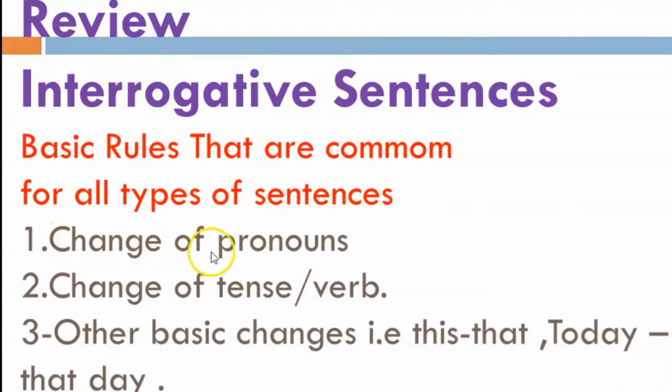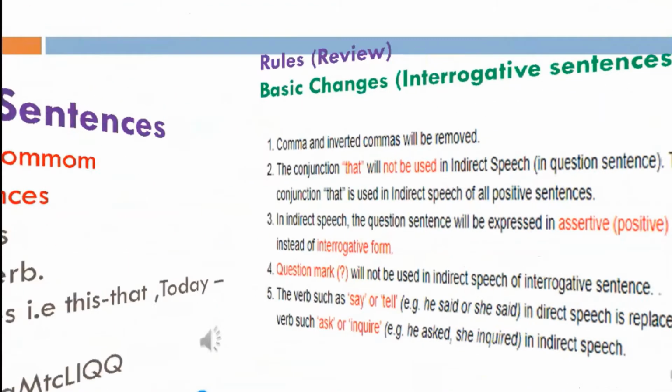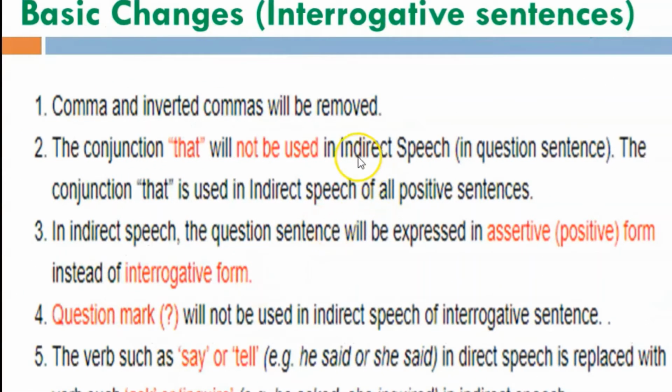The first one is change of pronouns. You all have learned about this. The second one is change of tense or verb. The third one is other basic changes. What are the basic changes in interrogative sentences?